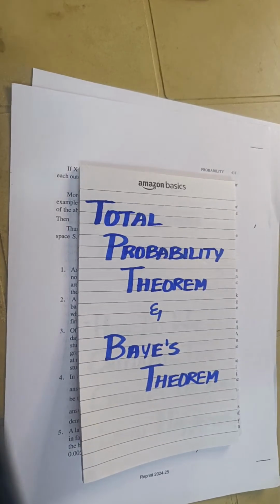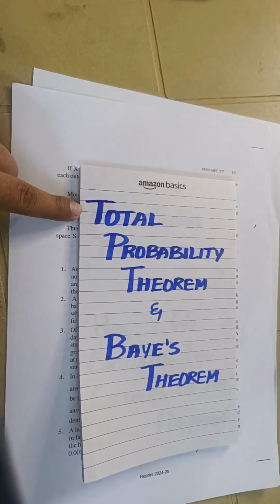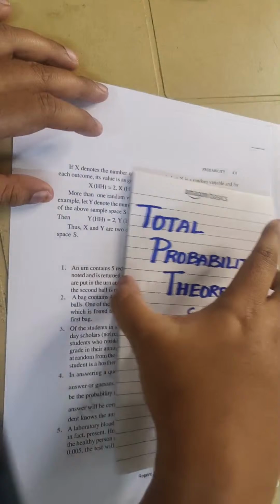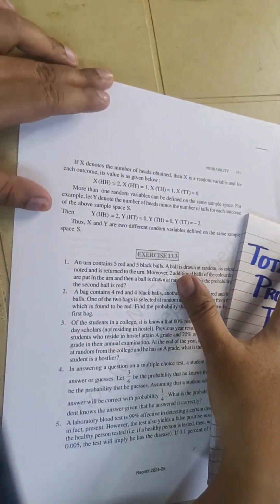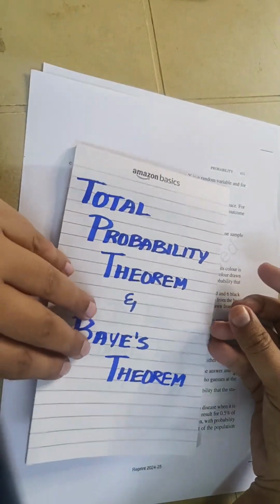We'll start with the total probability theorem and Bayes theorem. So, in our exercise 13.3, we do have the total probability theorem and the Bayes theorem.